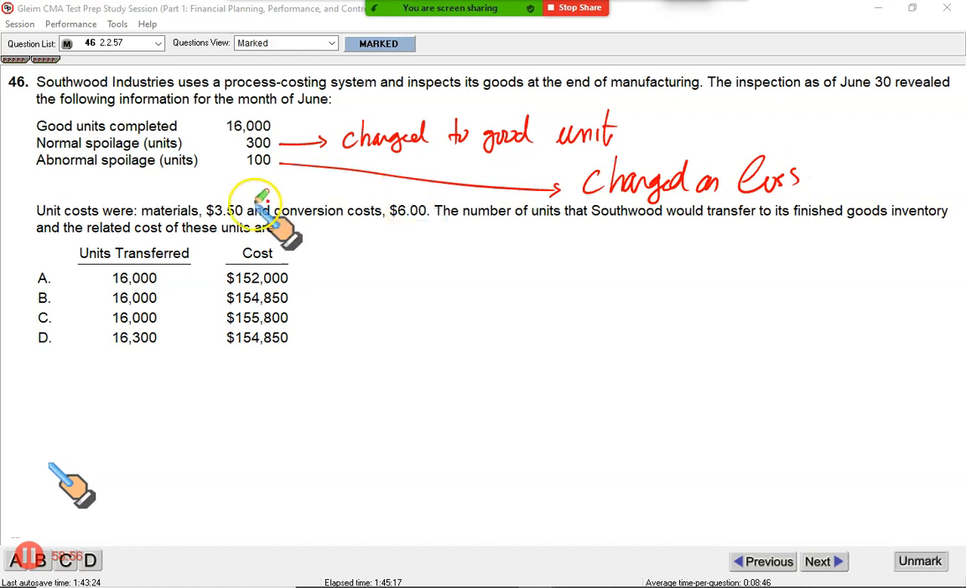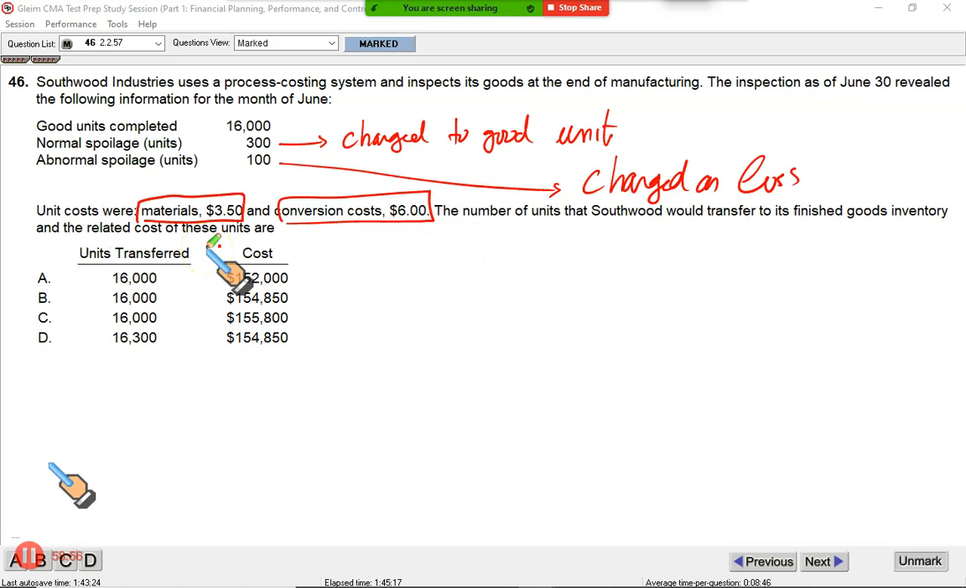Okay, it says that each unit we produce takes material of $3.5 and conversion cost of $6. Each unit we produce, this much material is used and this much conversion cost is used. The question asks the number of units that Southwood would transfer to its finished goods inventory and the related cost.